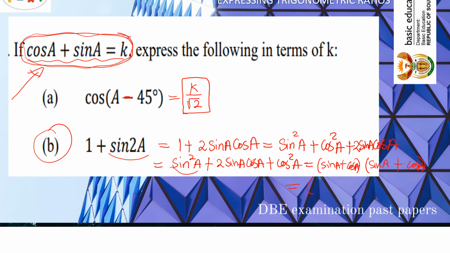Sine a plus cos a, it was k. Then that expression will just be k times k, which is k squared. So this was not an easy question, but you can see that we just applied the rules and factorized and simply expressed it in terms of k as they needed it.